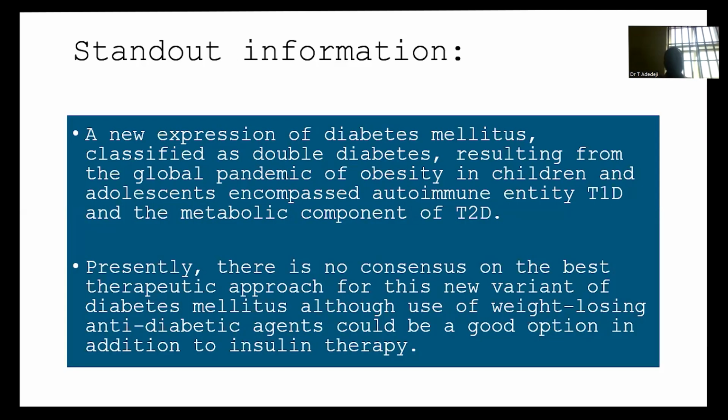The take-home point here is that a new expression of diabetes mellitus, specified as double diabetes, hybrid diabetes, or type 1.5 diabetes, resulting from the global pandemic of obesity in children and adolescents, encompasses the autoimmune entity of type 1 DM and the metabolic component of insulin resistance and type 2 DM. Presently, there is no consensus on the best therapeutic approach for this new variant of diabetes mellitus, although the use of weight-losing anti-diabetic agents would be a good option in addition to insulin therapy.